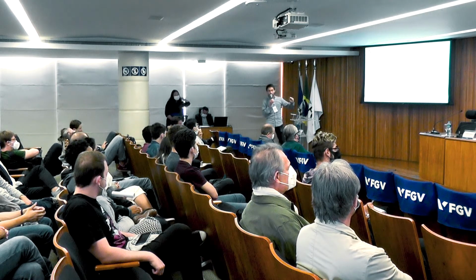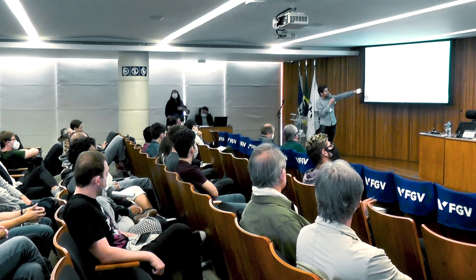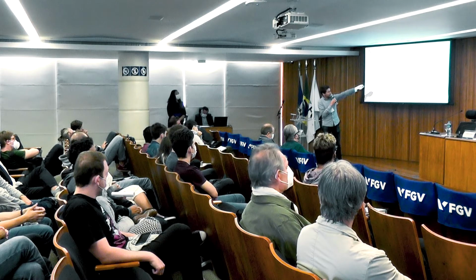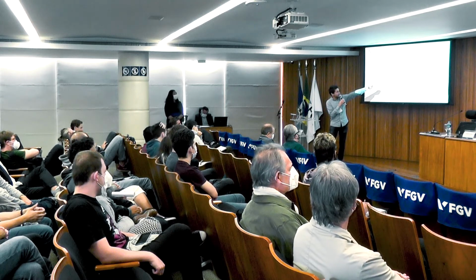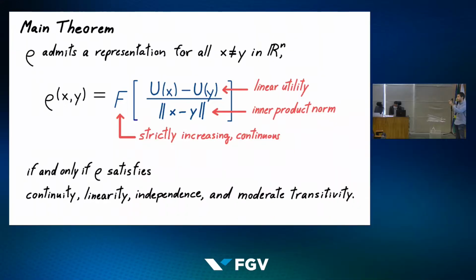Okay. So the formula that we're going to discuss today has 3 parameters. It has the F, strictly increasing and continuous. It has a linear utility function, and it has a distance notion, which is going to be an inner product norm, and we will represent the level of differentiation of the options that I'm interested in. Dudi.